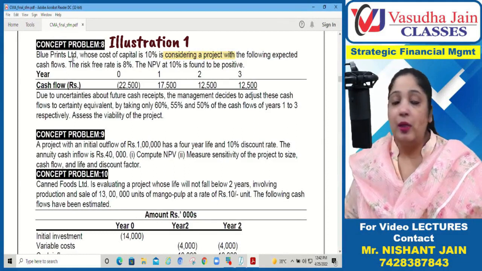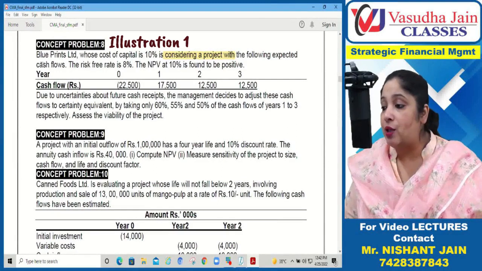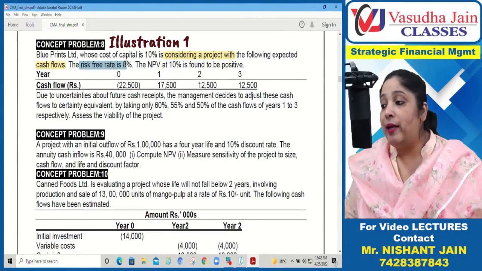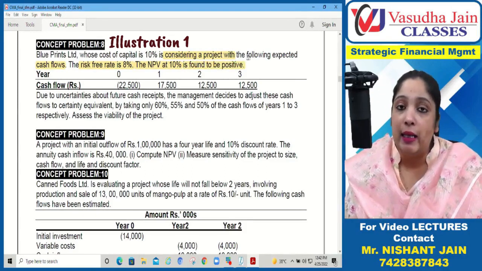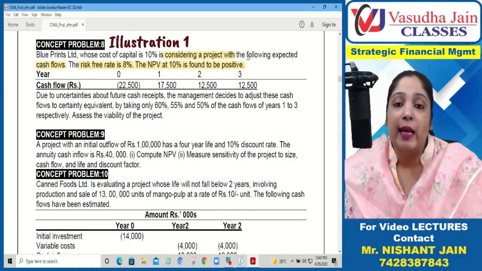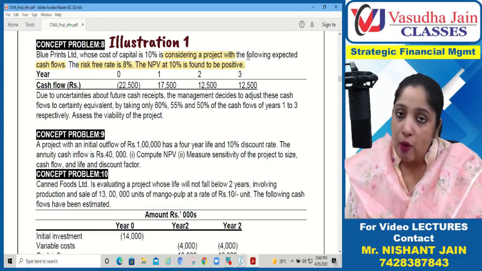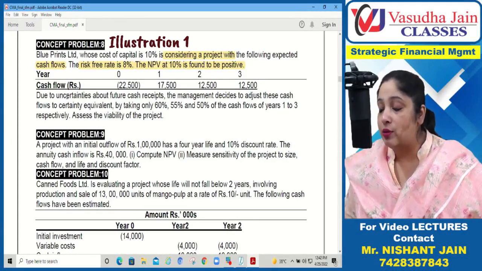Okay. So this company is thinking to invest in a project which has the expected cash flows. The risk-free rate of return is 8%. NPV at 10% is found to be positive. Okay, we have learned at inter level that if NPV comes positive, that means we should undertake the project, we should accept the project. If NPV is negative, we should reject the project. We have also given you the logic in the conceptual lecture. Now see how we have to solve this question.